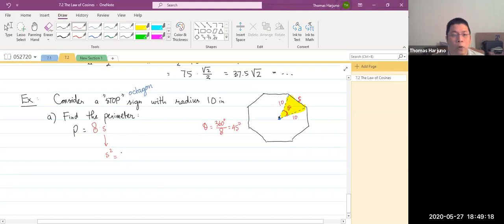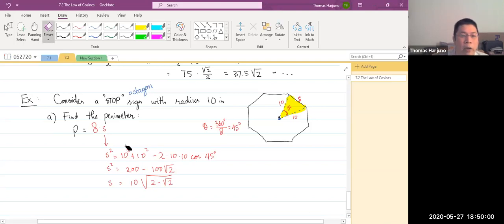So by law of cosine, we will get 10 squared plus 10 squared minus 2 times 10 times 10 cosine of the included angle 45 degrees. This is 200 minus 100 square root of 2. So S will be the square root of that.